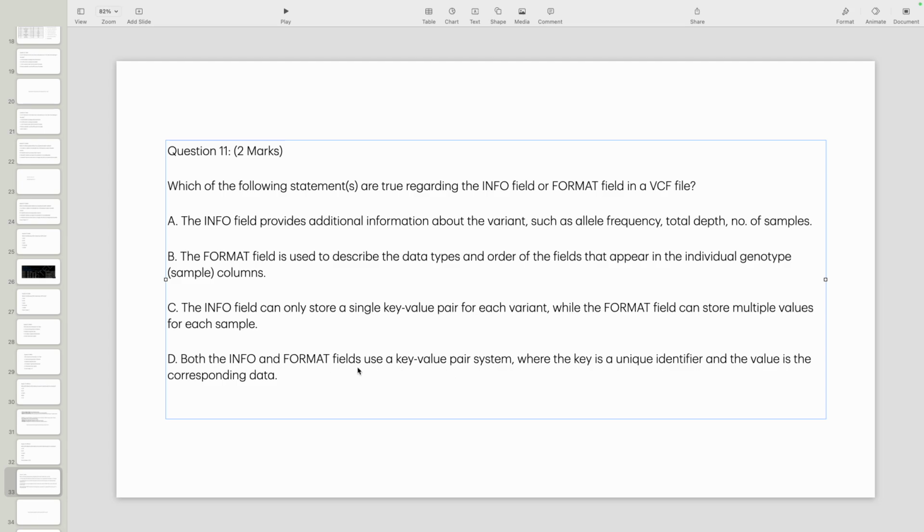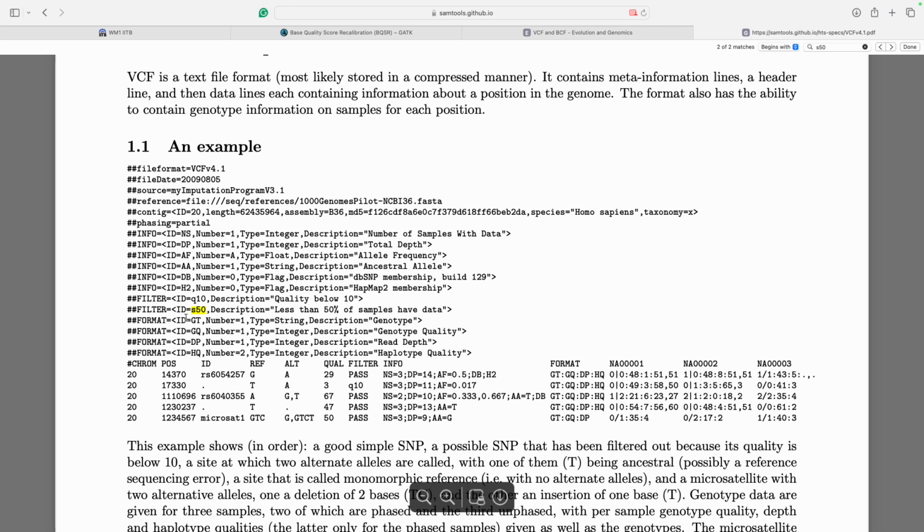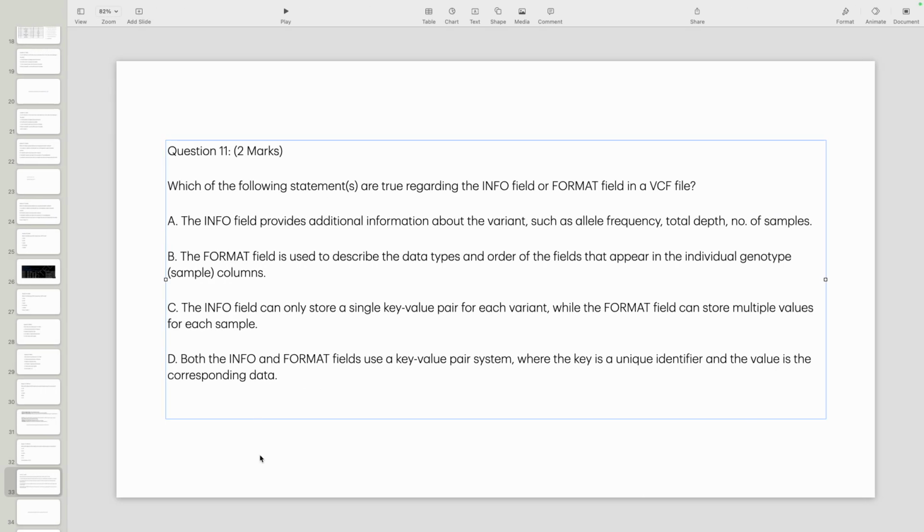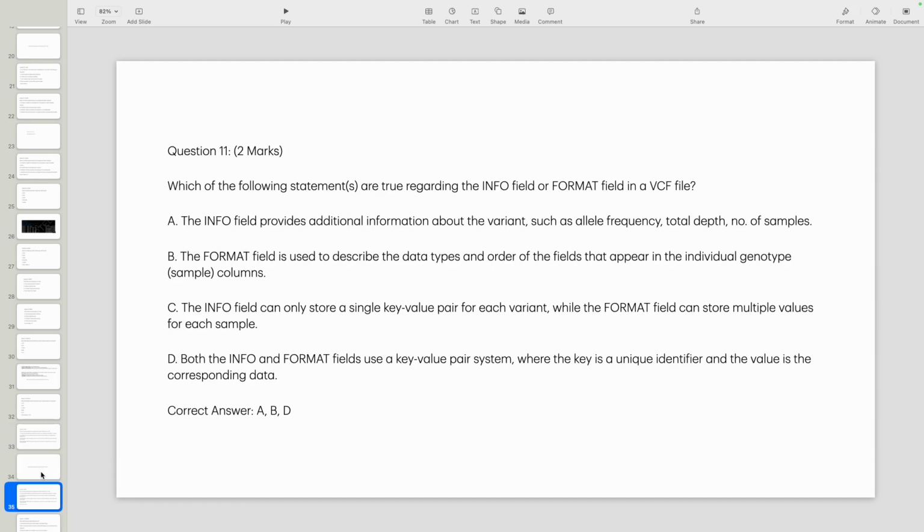Both the info field and format field use a key value pair system where the key is a unique identifier and the value is the corresponding data. So here we are given the key and the value for the key for both the info and the format field. So the D option is also correct. So the correct option for this question would be A, B, and D.